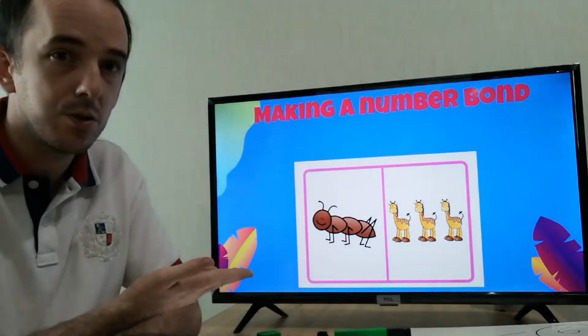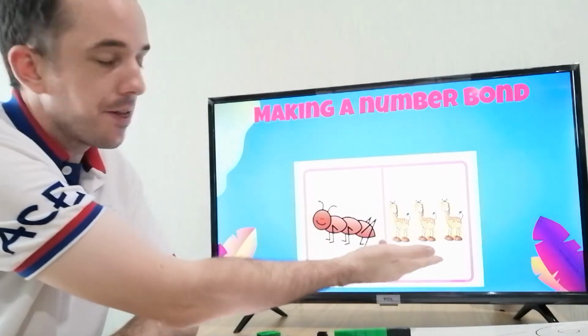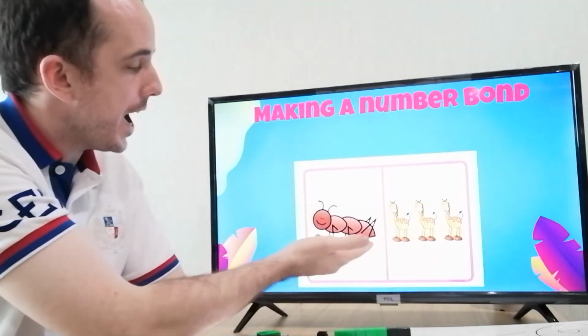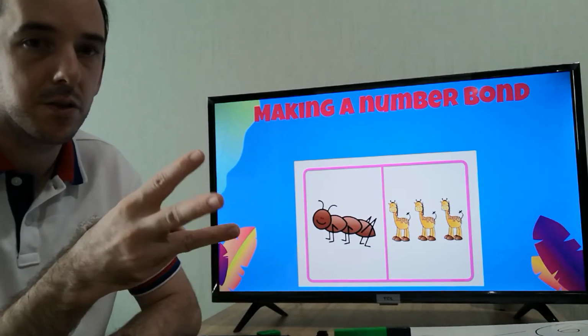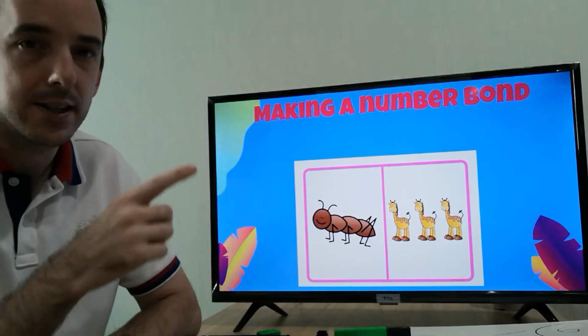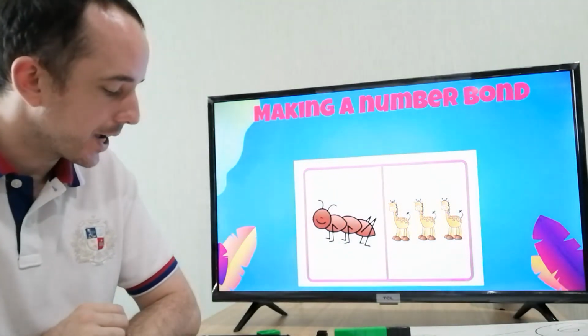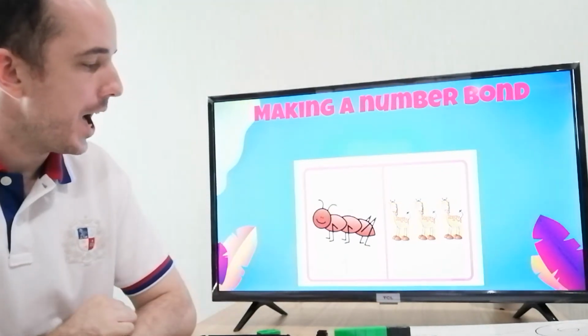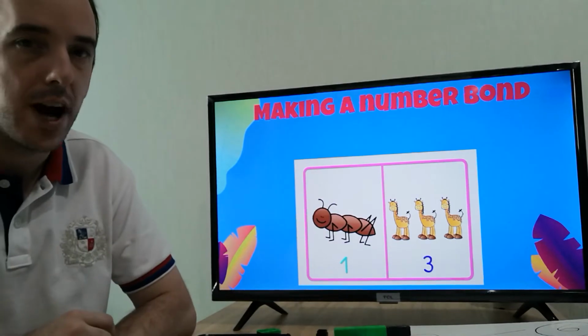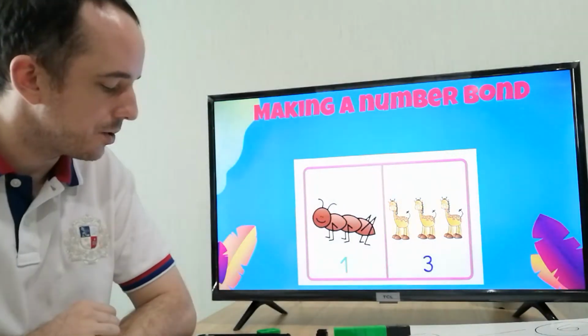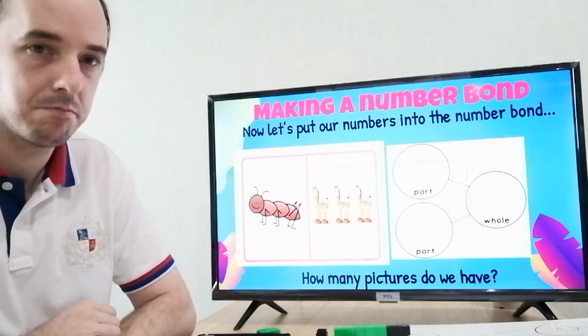So here I have 2 animals. I have 3 giraffes and I have 1 ant. So I put it into 2 groups. 3 giraffes, 1 ant, different groups. How can I make a number bond? I have 1 ant and I have 3 giraffes. How can I make that into a number bond?